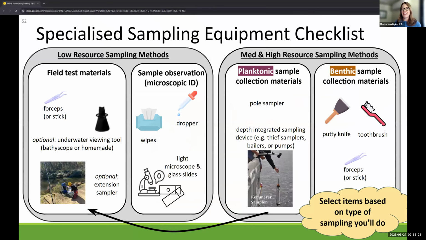Yeah, I'll return back to that specialized equipment list if you just want to take a closer look at that and form any feedback that you have.